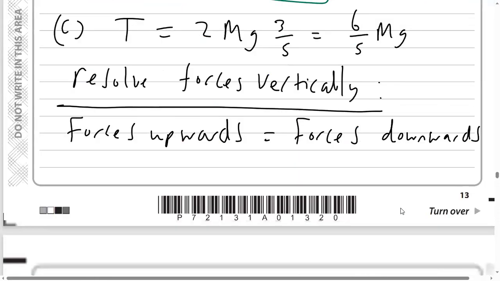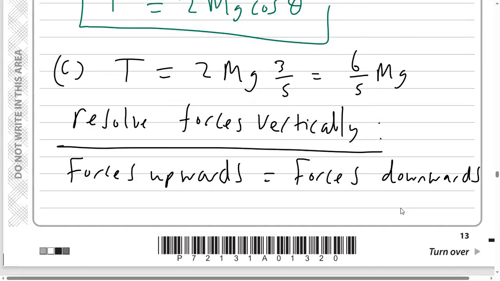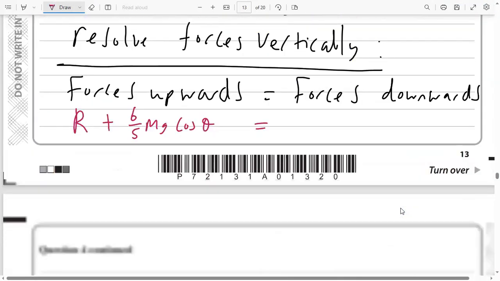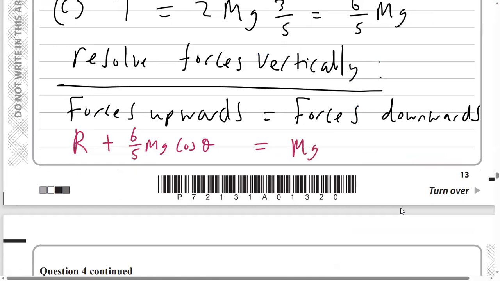So upwards forces, it's going to be the reaction force which you want to find, plus 6 over 5 mg cos theta. And that's going to be equal to our downwards forces. So what forces do we have going vertically downwards? It's just the mg going down there, and then plus this other 2 mg going down there as well. Okay, so mg plus 2 mg.